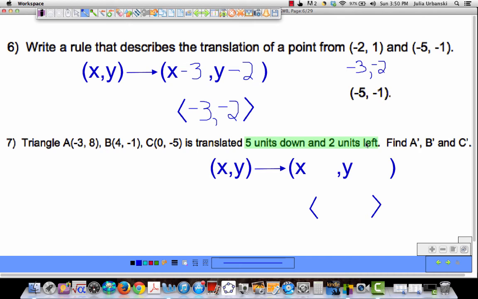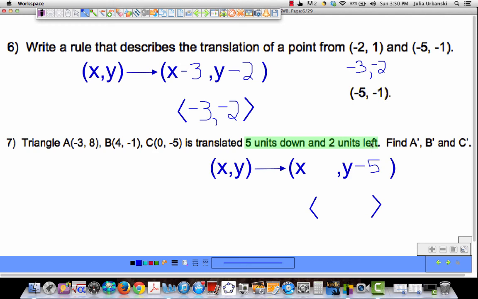Don't be the person that just rushes through it. Think about it. What does 5 units down really mean? Okay, let me ask it this way: which letter represents down? Is that the x or is that the y? This is the y value. 5 units down goes over here. Down means you're taking it away from the y's. x means right or left, not up or down.